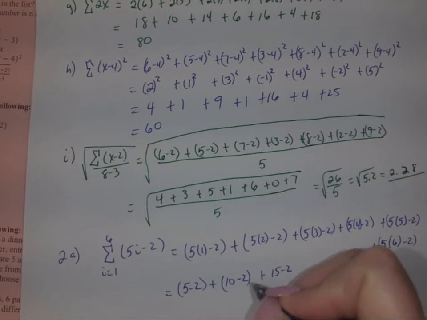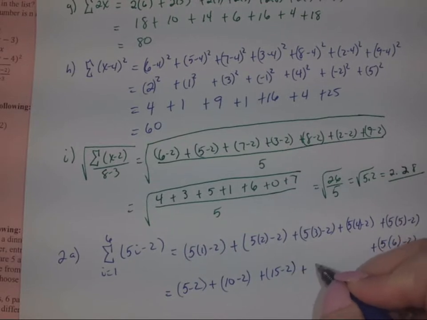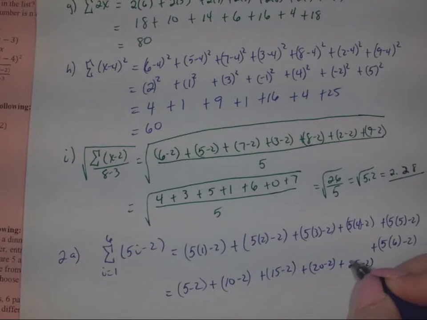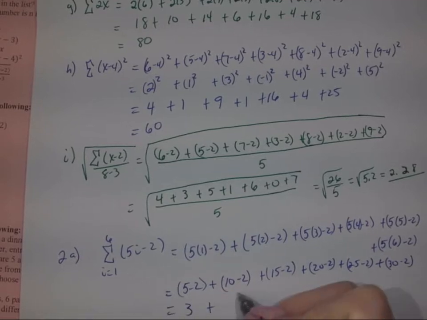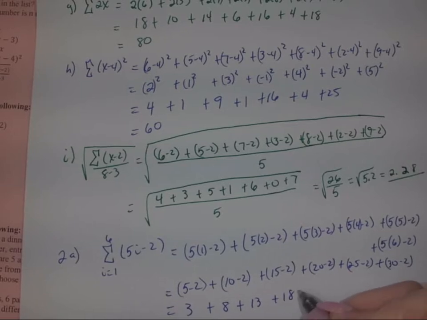5 times 3 is 15 minus 2. And I'm going to keep these grouped together just so we can see where they're coming from. 5 times 4 would be 20 minus 2. 5 times 5 would be 25 minus 2. And 5 times 6 is 30 minus 2. So 5 minus 2 would be 3, 10 minus 2 is 8, 15 minus 2 is 13, 20 minus 2 would be 18, 25 minus 2 would be 23, and 30 minus 2 would be 28. When I combine all of these numbers, we are going to find that we end up with 93.